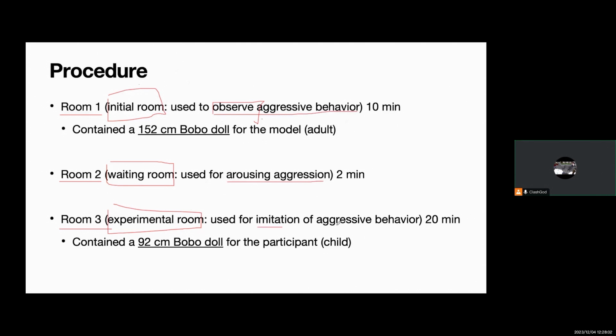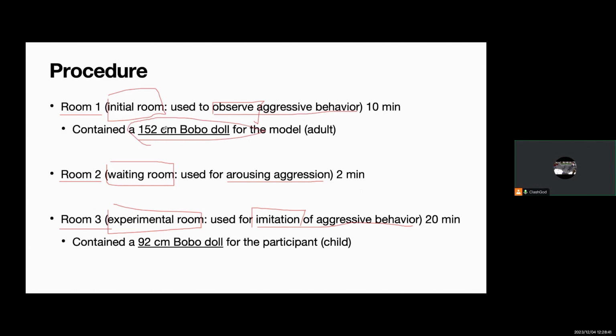Room 3 is the imitation of aggressive behavior. We observe whether the children would display the aggressive behavior they observed in room 1. So this is actually pretty easy to understand and memorize the overall function of each room. The first is for observation of the aggressive behavior. Then we move on to arousal, and finally we move on to observing whether they will imitate the aggressive behavior.